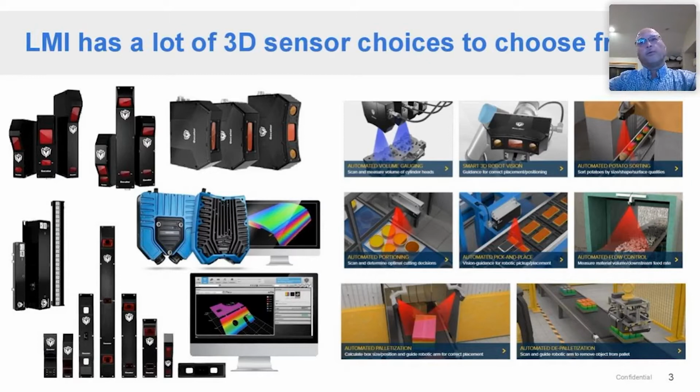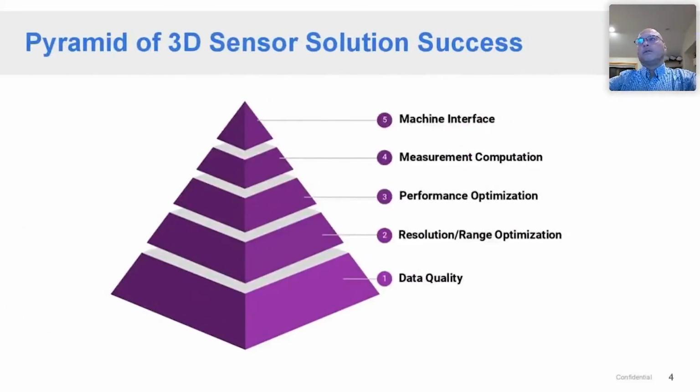And so we're going to go through layer by layer how you make those choices and what some of the trade-offs are. So this is our pyramid. It's a little less fancy than Ron's, but we start building it up with data quality, which is, you can't measure what you can't scan. And then we'll go through higher and higher level tiers.